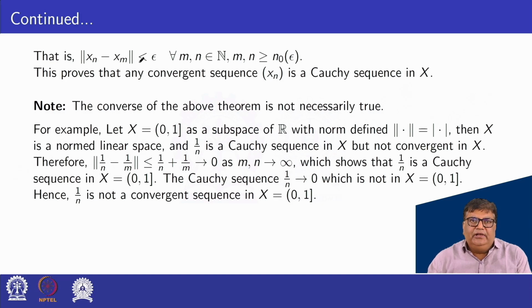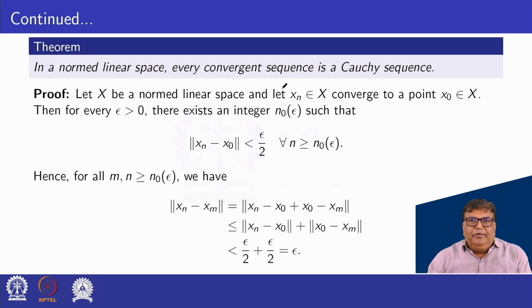If xn equals 1/n and xm equals 1/m, then norm of 1/n minus 1/m is less than or equal to 1/n plus 1/m. As m, n tend to infinity, this tends to 0, which shows that 1/n is a Cauchy sequence in X. But the limit as n tends to infinity of 1/n is 0, and 0 is not an element of X, the interval (0,1]. Hence 1/n is not a convergent sequence in X. So the statement that every Cauchy sequence is a convergent sequence is not true.